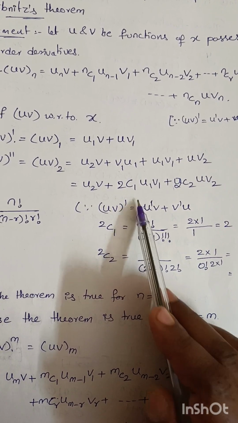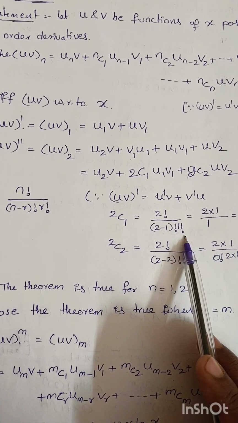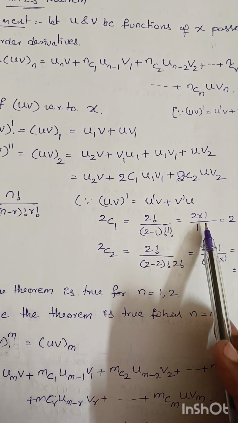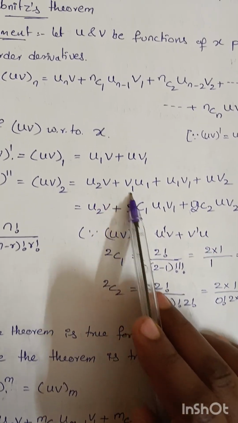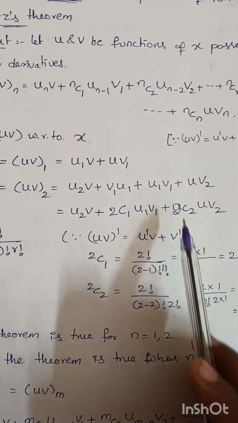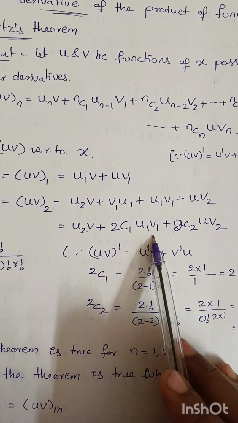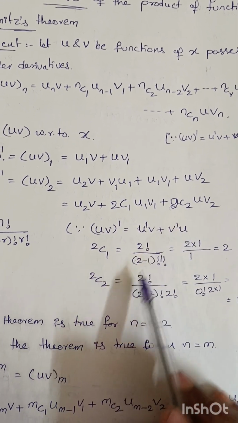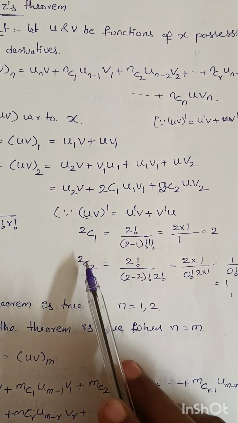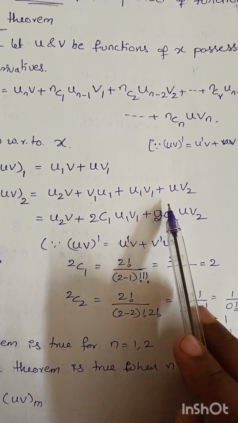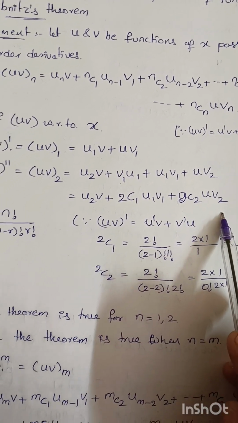Here 2C1 means 2 factorial by (2 minus 1) factorial into 1 factorial, which is 2 factorial, that is 2 into 1 by 1. So that value is 2, and normally we write 2u1v1. So 2C1 value is also 2, so you can write 2C1 into u1v1. 2C2 value is equal to 1, so nCn value is 1. That's why in place of 1 we can write 2C2 into uv2.